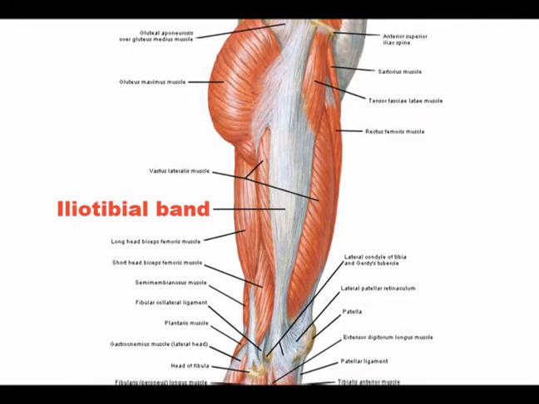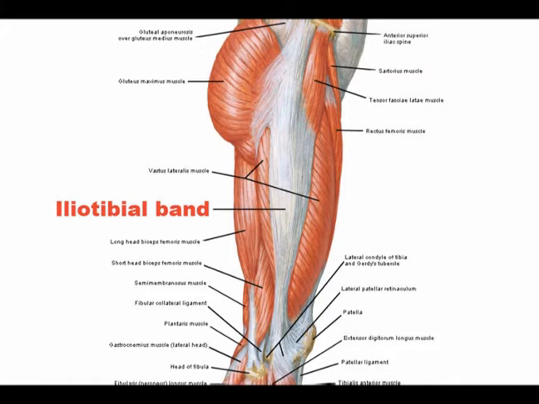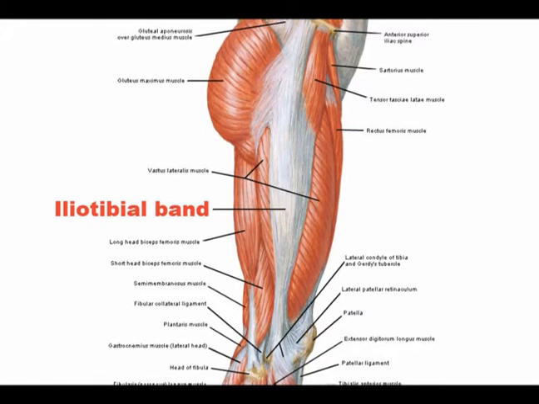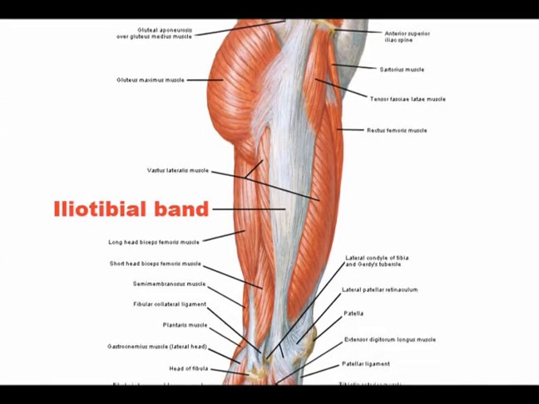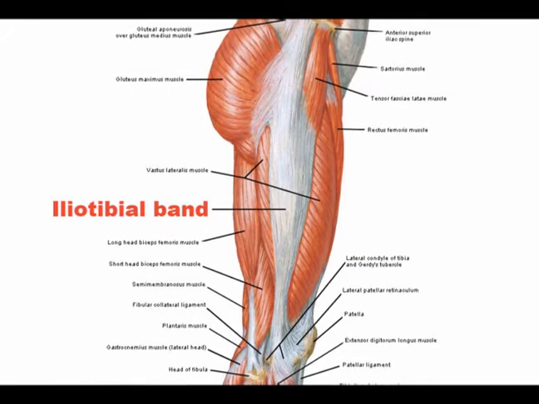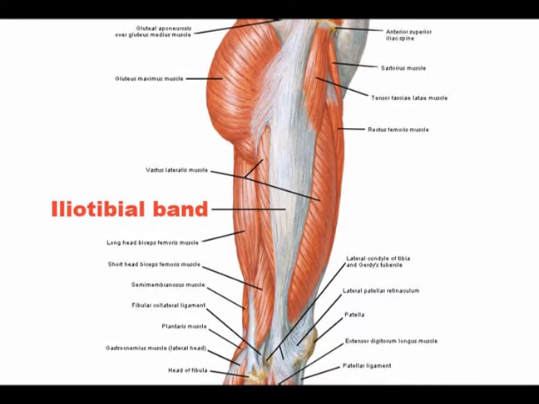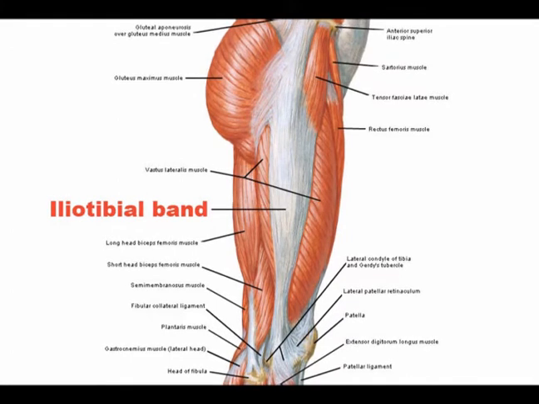It originates on the lateral part of the ilium, which is part of the pelvis, and goes all the way down the thigh and attaches to the side of the tibia. The tibia is the big bone in the lower leg. That's where the name iliotibial band comes from. The iliotibial band has several different functions, but the main thing that it does is help to stabilize the hip and the knee. It also assists in several motions, including flexion of the knee and abduction of the hip.